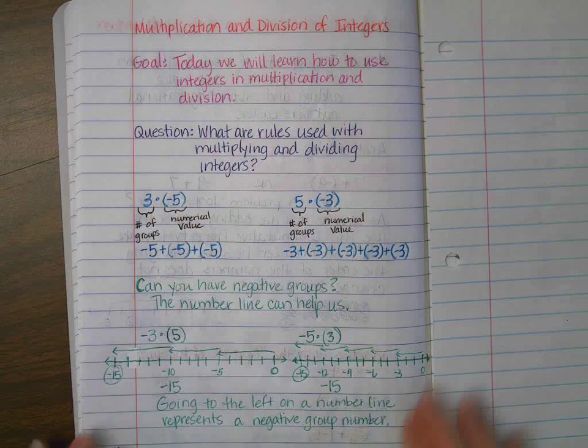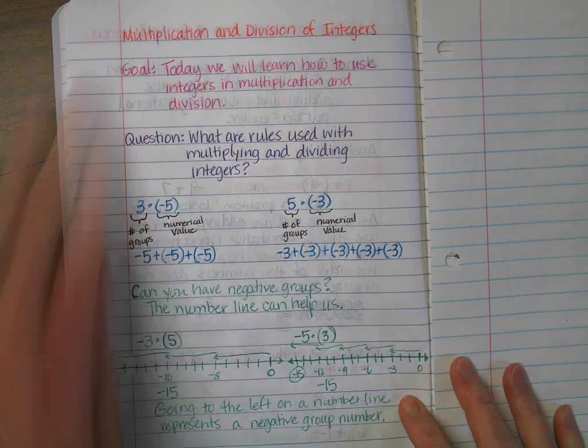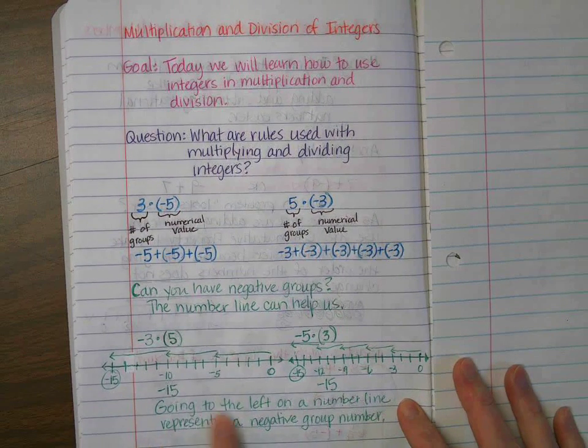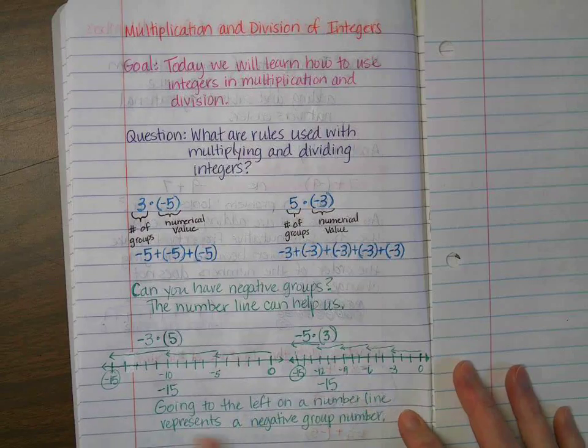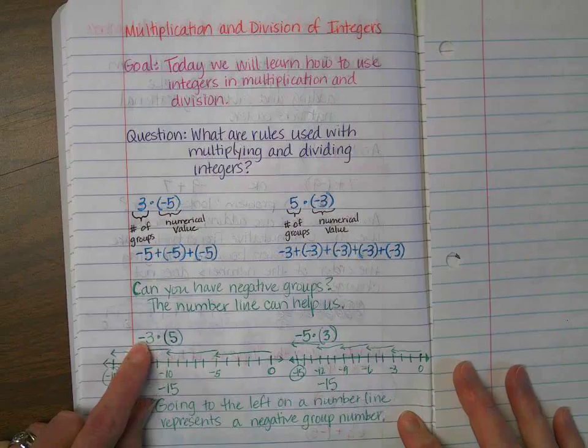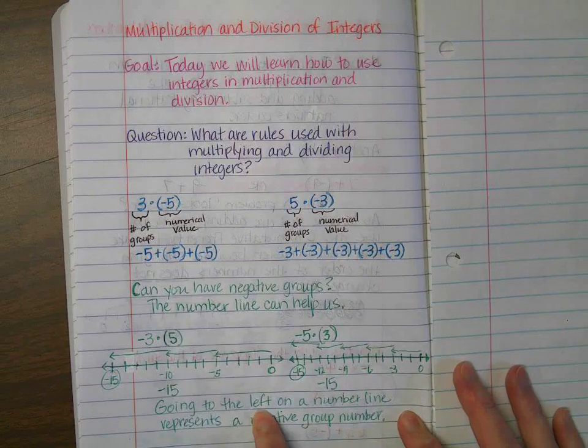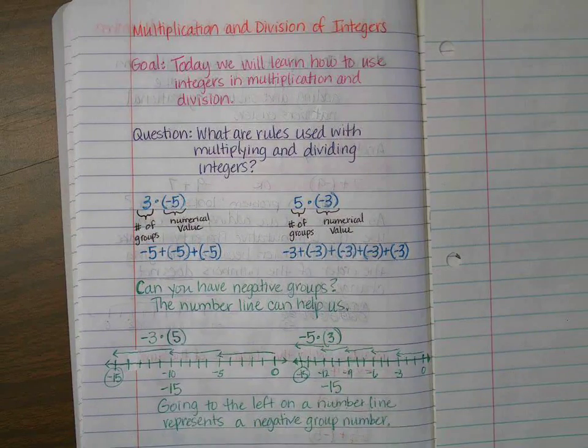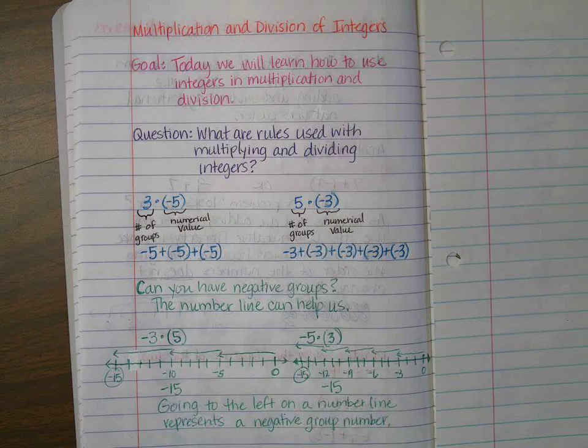So the thing that I want you to take away from this number line model is that going to the left on a number line represents the negative group number. So if this group number happens to be negative, which direction do you go on the number line? You go to the left. Okay? All right. So that's multiplying.